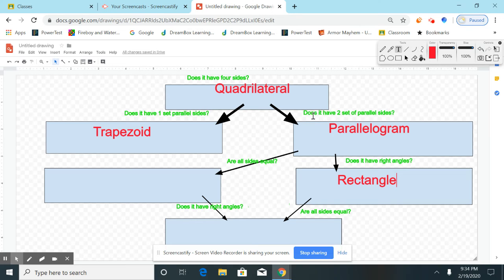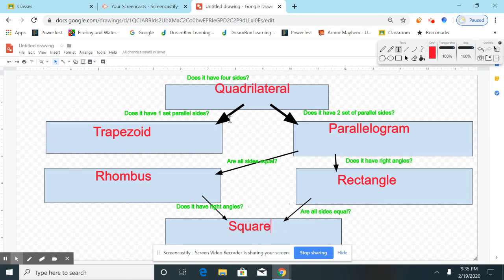The other question comes over here: are all sides equal? So if all sides are equal on your parallelogram, over here, that would make it a rhombus. Then if it's a parallelogram with right angles and all sides equal, same thing over here, all sides equal and right angles, that last part right here makes it a square. And that's how you do this.